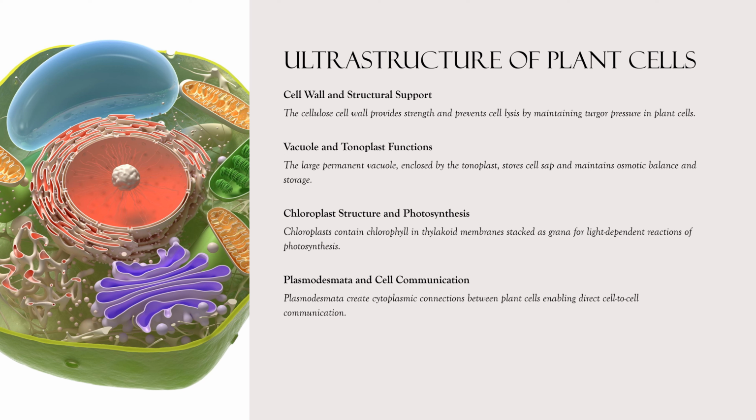pressure. The large permanent vacuole, surrounded by the tonoplast, contains cell sap and plays a role in maintaining osmotic balance and storing substances such as sugars and pigments. Chloroplasts are specialized organelles responsible for photosynthesis and contain chlorophyll within thylakoid membranes. These membranes are stacked into grana, increasing surface area for the light-dependent reactions, while the stroma contains enzymes for the Calvin cycle. Plant cells also contain plasmodesmata, which allow direct cytoplasmic connections between neighboring cells, enabling cell-to-cell communication.